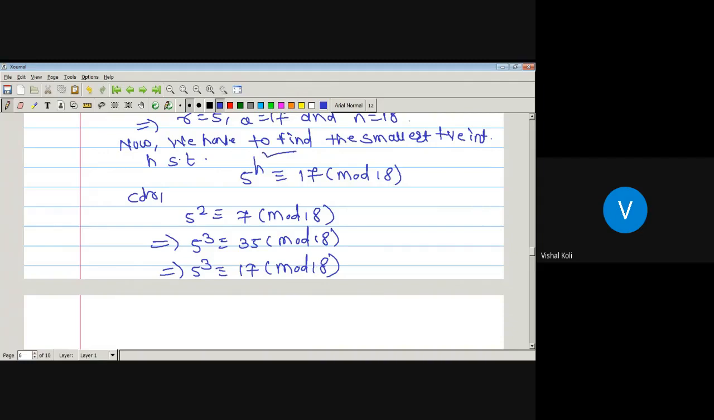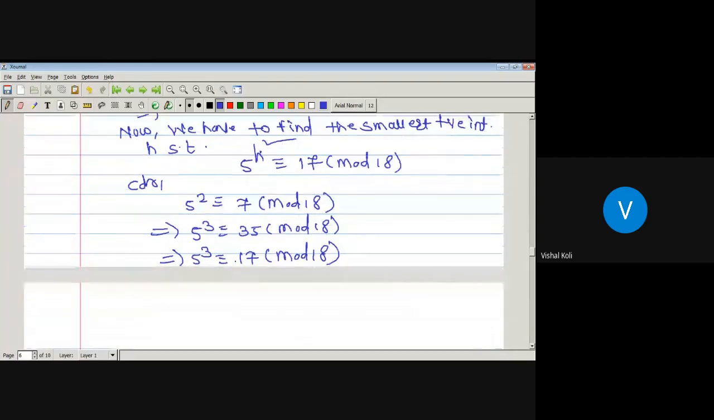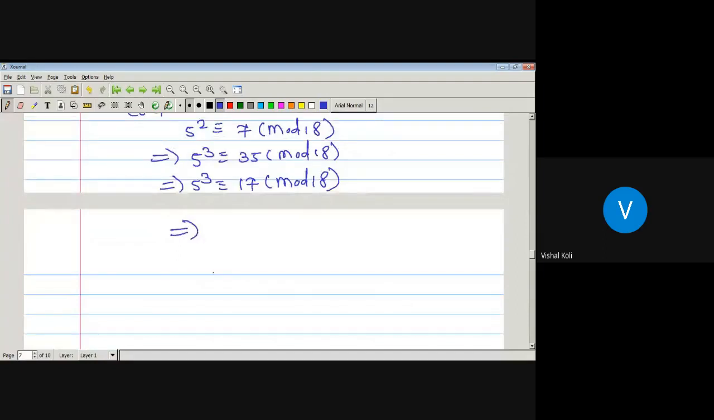That is, we have to find the smallest positive integer h such that 5 to the power h is congruent to 17 modulo 18. As 5 is congruent to 5 modulo 18, 5 square is congruent to 7 modulo 18, and 5 cube is congruent to 17 modulo 18. Therefore, 3 is the smallest positive integer such that 5 to the power 3 is congruent to 17 modulo 18. Then by the definition of index, the index of 17 relative to primitive root 5 is equal to 3.